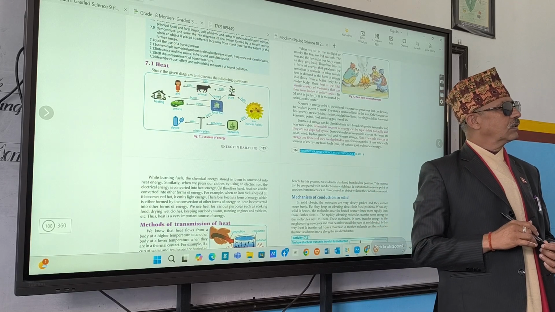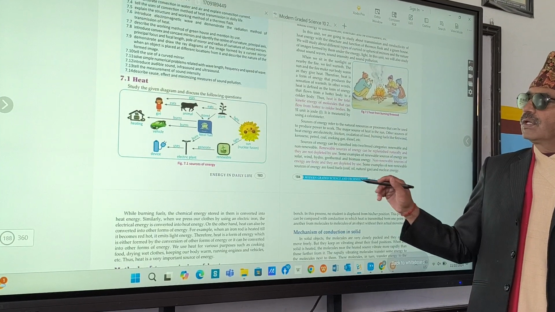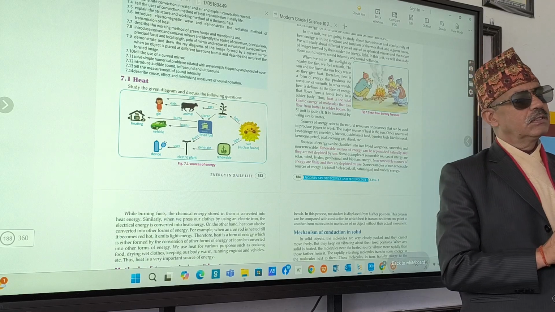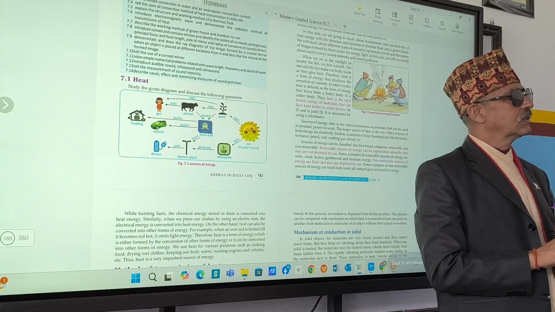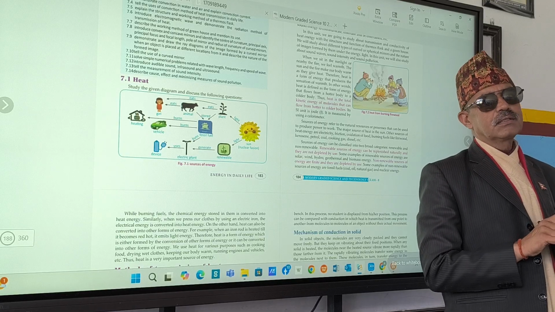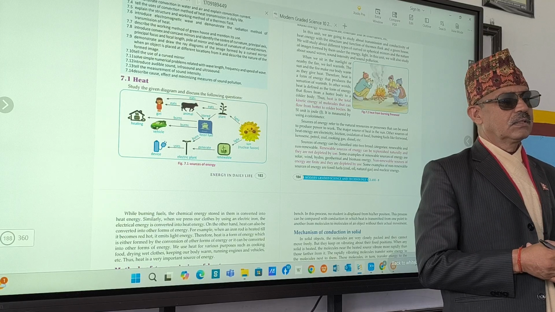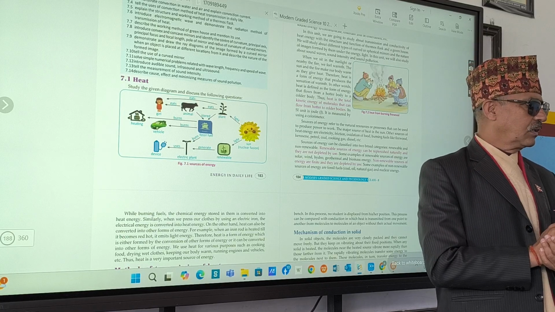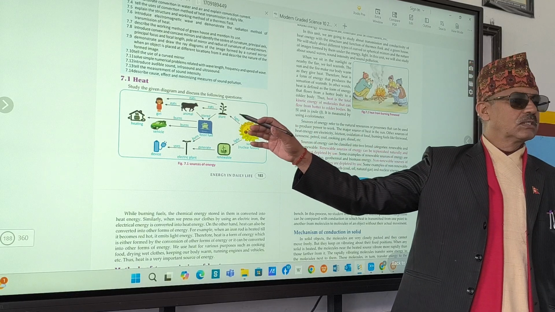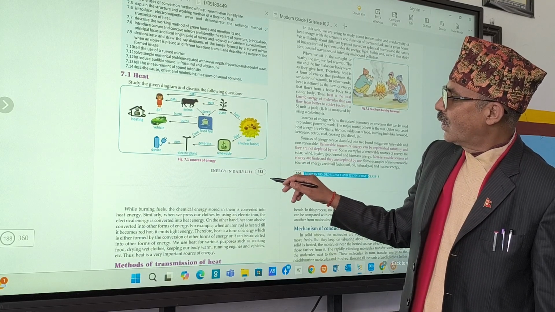Our topic is energy in daily life. There are different forms of energy, right? What are the different forms of energy? Heat energy, light energy, sound energy, kinetic energy, potential, mechanical, nuclear energy, right? Bioenergy. So many types of energies are there. Among them, in this chapter, we started reading about heat.